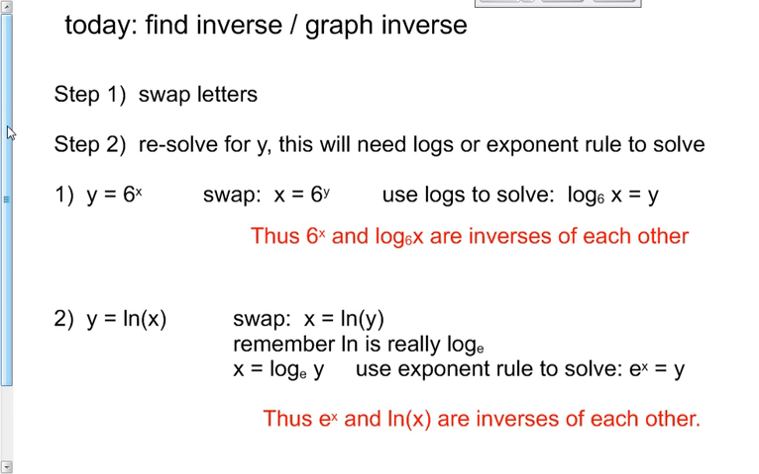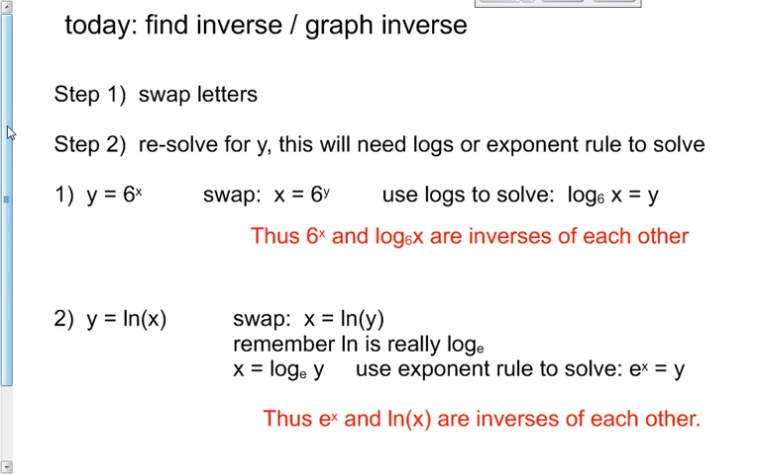What we're going to work on today is finding the inverse of the logarithm and then graphing that inverse. Your first step is the same as when we were finding any inverse equation. We swap letters. After we swap letters, we resolve for y. When we resolve for y, we will probably have to use either the logarithm or exponent rule to solve. If you have something that's in log form, you'll probably need to take it back into exponent form. Or if it was in exponent form, you may have to write it in log form in order to be able to solve.